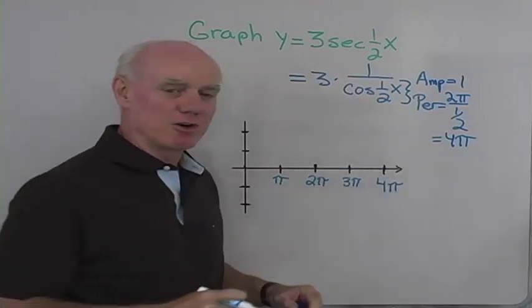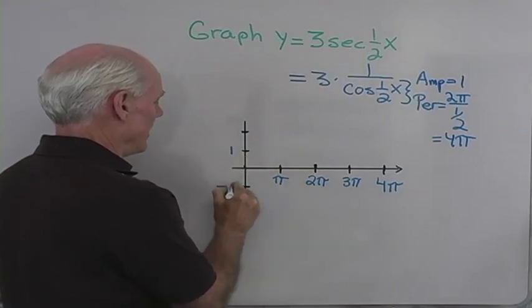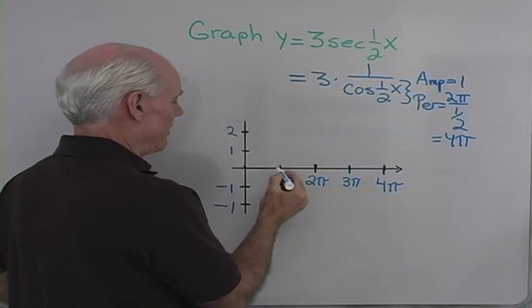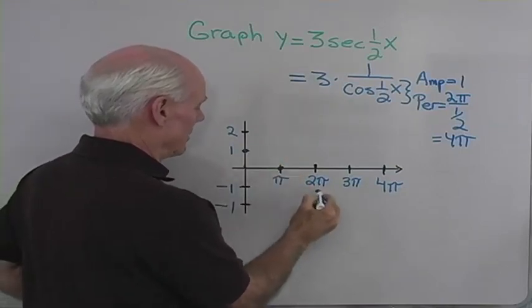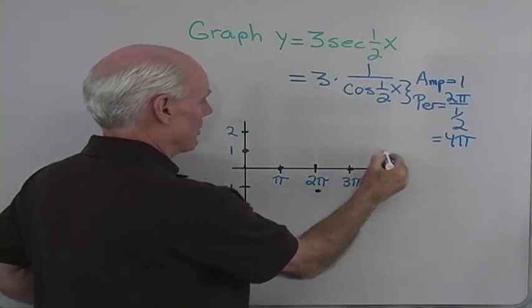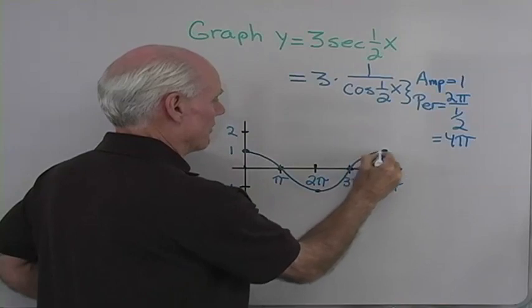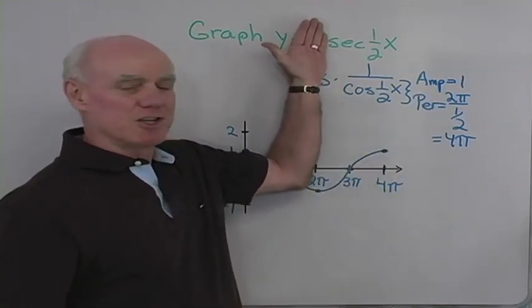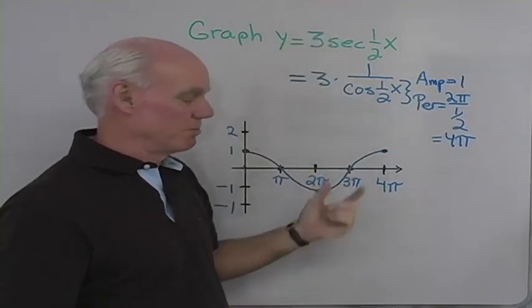Okay, so if I graph that cosine function right there, I'll just do that in blue. Let's call that 1 and that -1, 2, and -2. Okay, so when I graph that, it'll start at 1, go down to 0, down to -1, back up to 0, and then up to 1. So here is my cosine function. Okay, so now let's see what the graph of just secant 1/2 x looks like. Well, that's going to be the reciprocal of this blue graph.